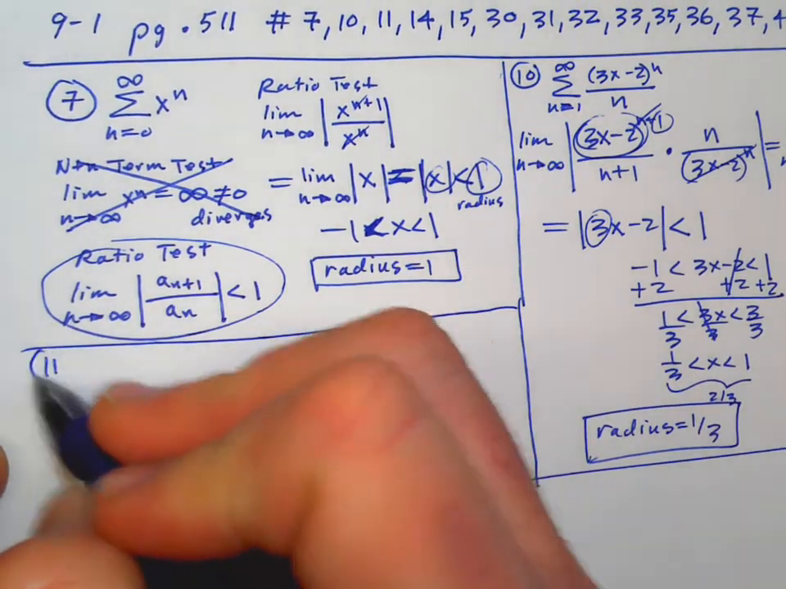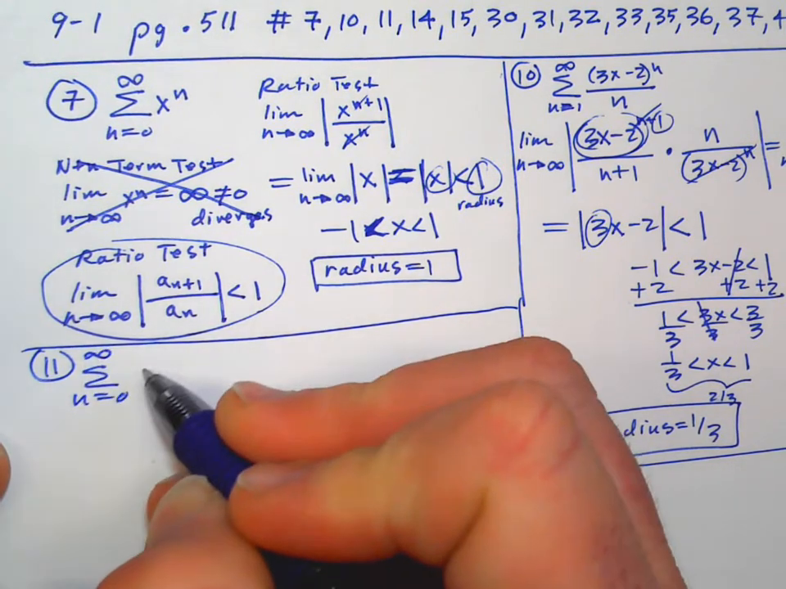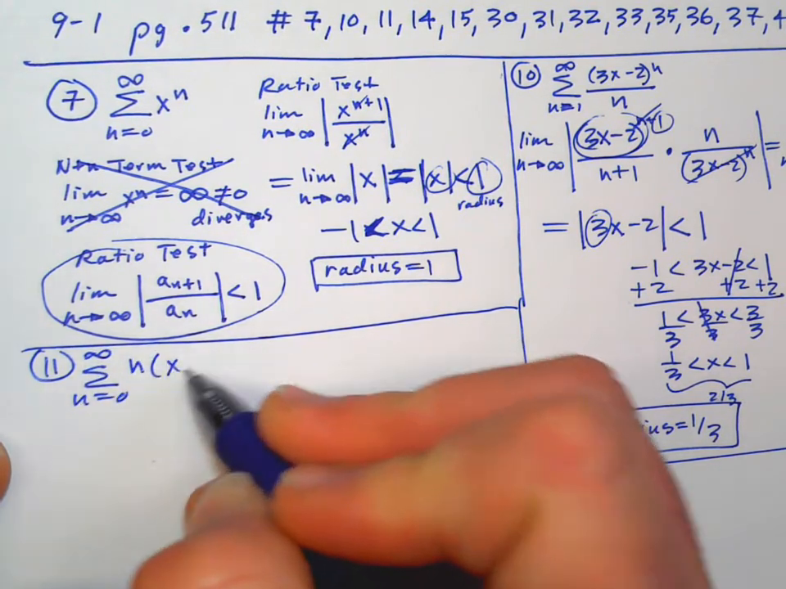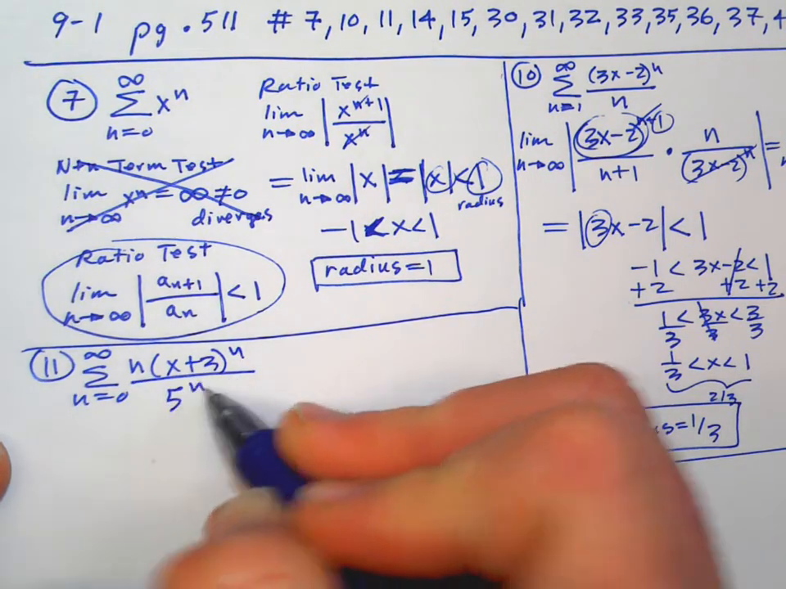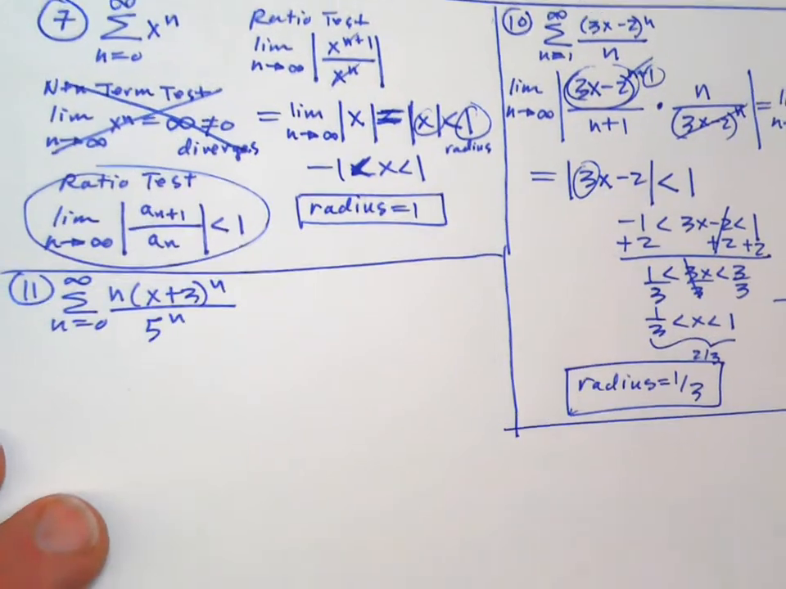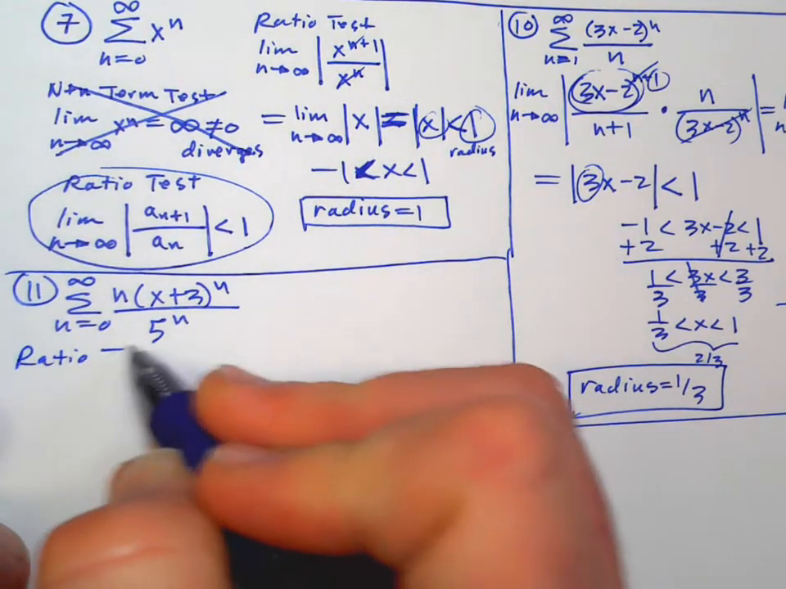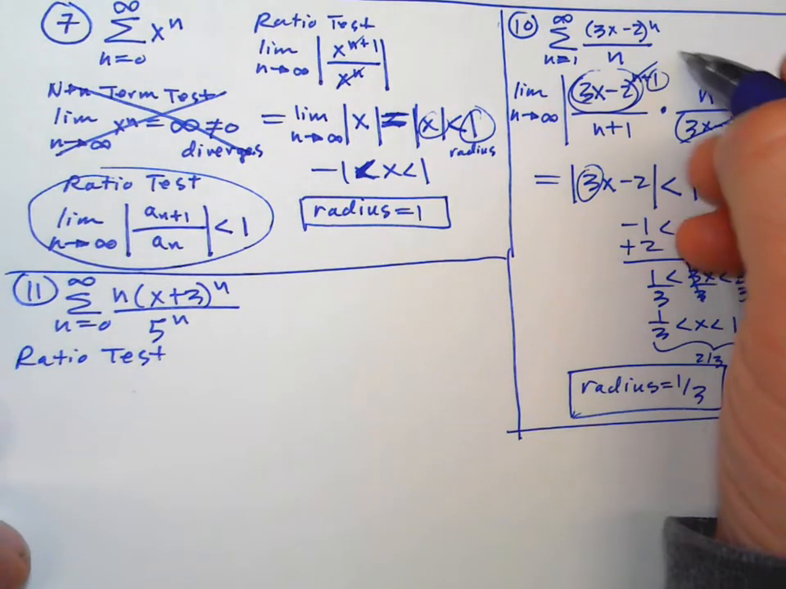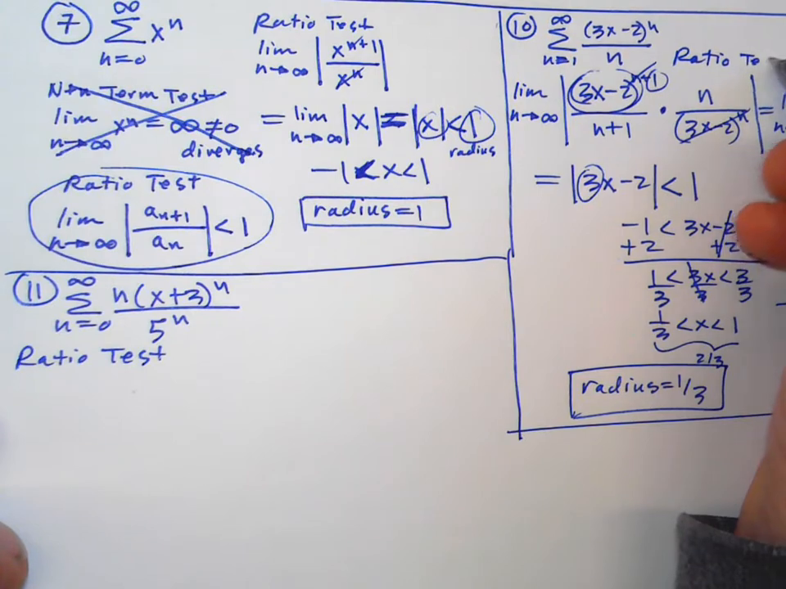So 11. So we're going to write the problem down. And then we're going to set up the ratio test, which we should write. And we're going to use it. I forgot to write it last time. I'll write it now. I want you guys to get in the habit of writing these tests.